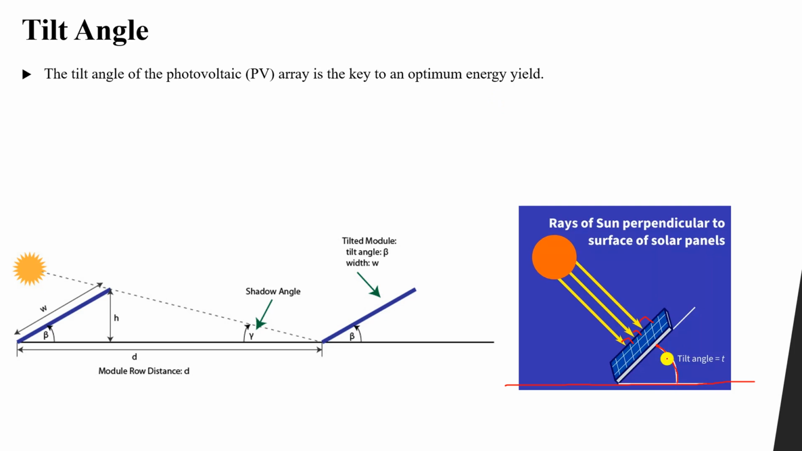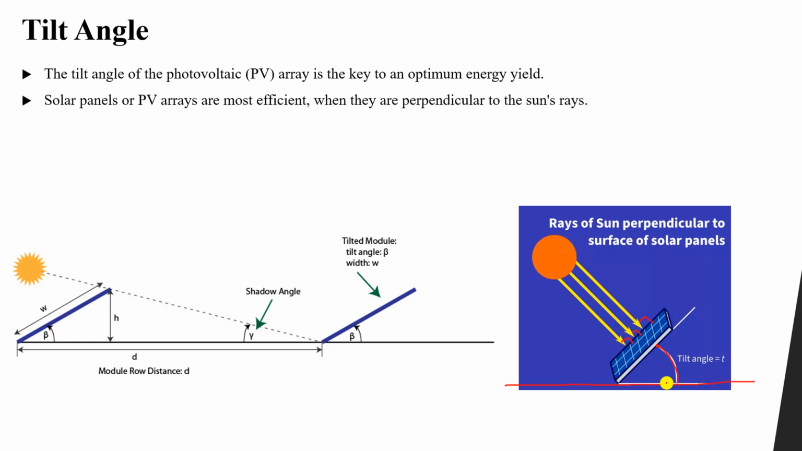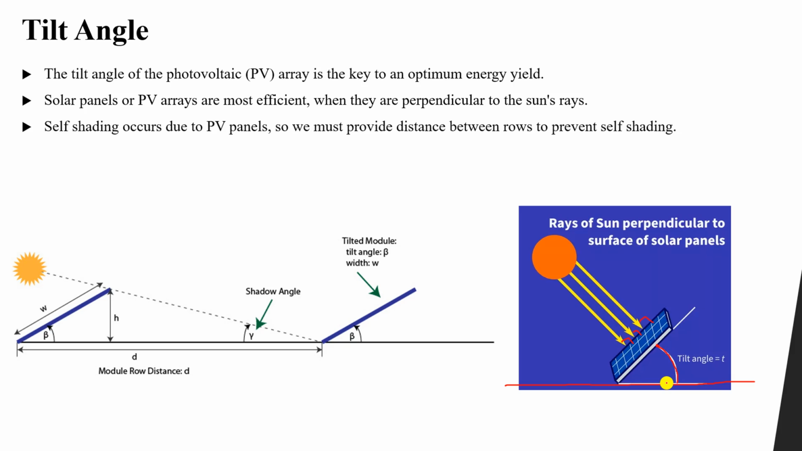So how can we determine this angle? We will learn how to do this in the next slides. You have to know that solar panels or PV arrays are most efficient when they are perpendicular to the sun rays. Now there is a problem here. If you look at a panel like this, it has a certain angle beta, which is a tilt angle. Now, for example, if I install the next panel like this, you will see what?